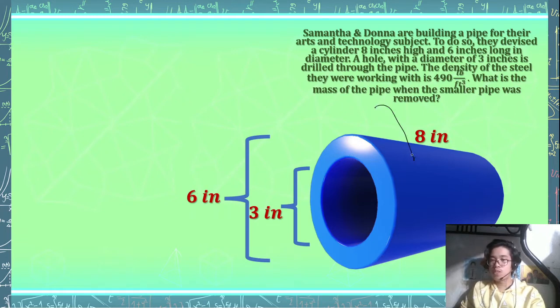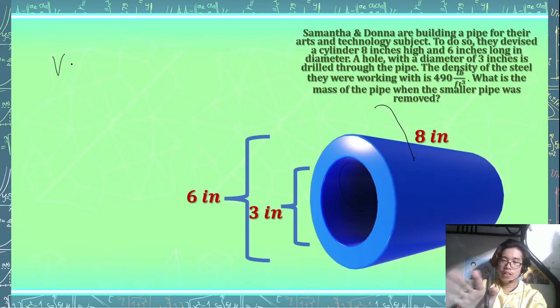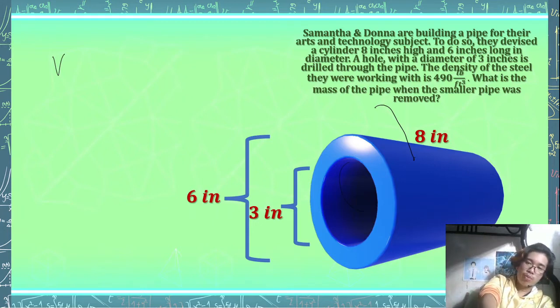What's the mass of this pipe when the smaller pipe was removed? When this was removed, how can we solve this problem after this pipe has been removed? Of course, it's going to be a very simple problem. We can use the volume of a cylinder to find the exact volume of this pipe with the smaller pipe removed from the given cylinder that we have.